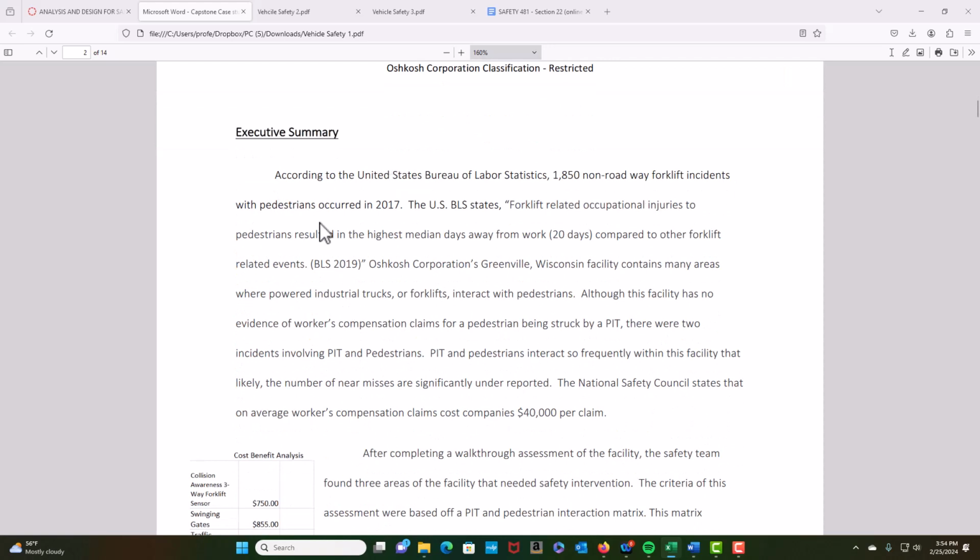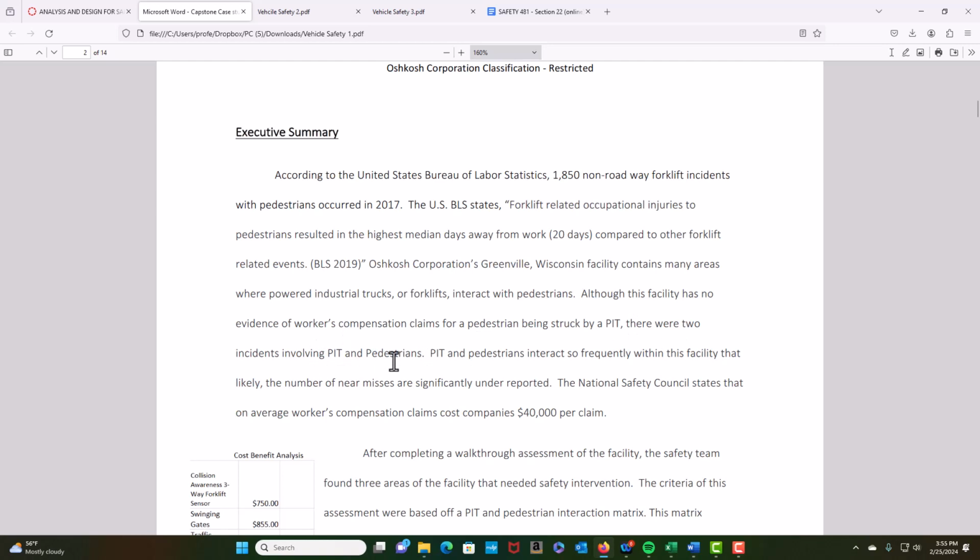Let's see here. I don't like that right here. That's general stuff. That should be reserved for the intro. What I want is the company stuff. Should start with this line right here. Although there's no evidence of workers' compensation, no evidence, just say there has been no workers' compensation claims in the recent few years. There were 2 incidents involving PIT.